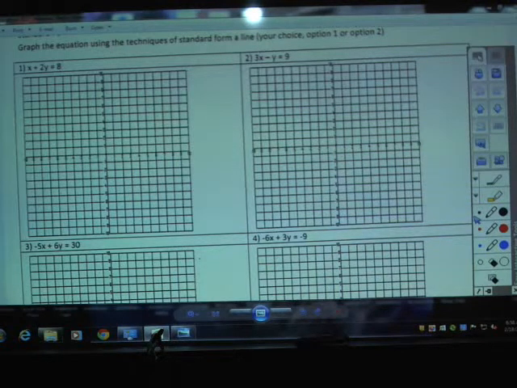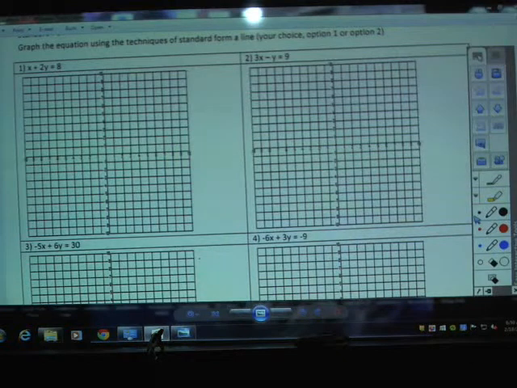This is the 7th grade worksheet over standard form. So as you saw in the presentation today, there's two different ways we can graph standard form. We can use the formulas and the equations to find the x and the y-intercept, or we can let x equal 0 and find y, and let y equal 0 and find x, and that's how we can also find the x and the y-intercept.